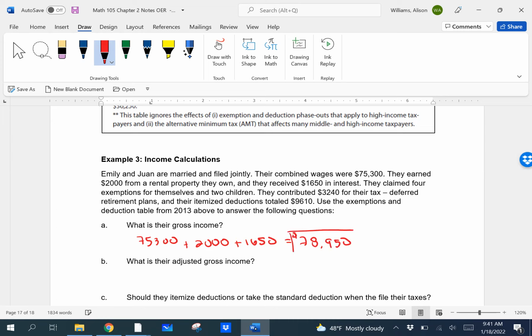Okay, so for themselves and two children, they contributed to plans, and their itemized deductions total 9,006. There's also that 3,240 for their tax. We're going to go ahead and take that out, and that'll give us their AGI of $75,710.